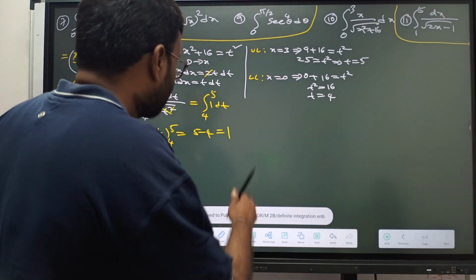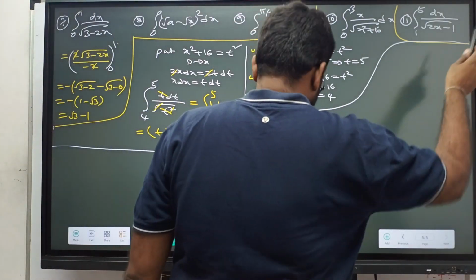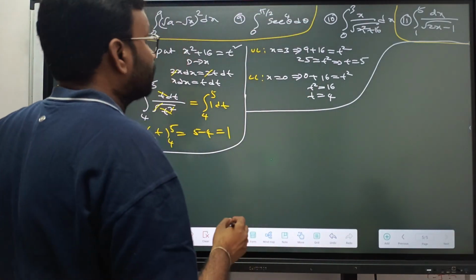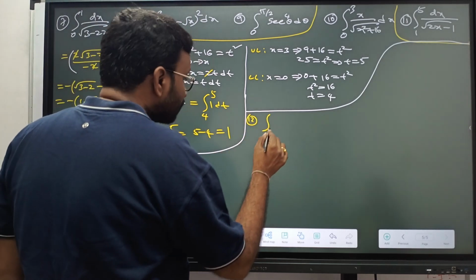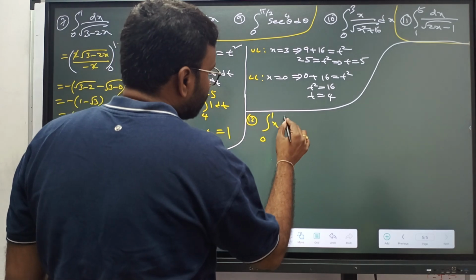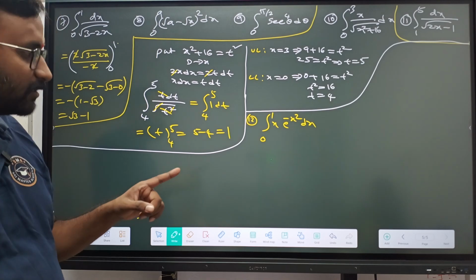Now one more question is there. Tell me that question. 11th. Correct. 12th. Integral 0 to 1 x into e power dx. So same substitution method.